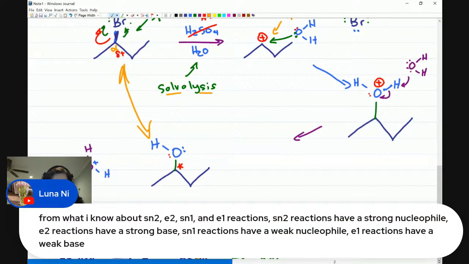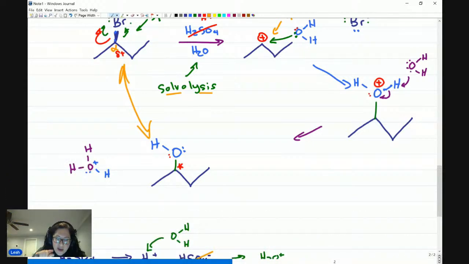Questions in the meantime? From what I know about SN2, E2, SN1 and E1, SN2 have a strong nucleophile, E2 have a strong base. Yeah, okay, SN1 weak nucleophile, E1 a weak base. Luna, that is the best summary ever, because if you can understand that difference, you will understand how they react. So that is absolutely perfect.